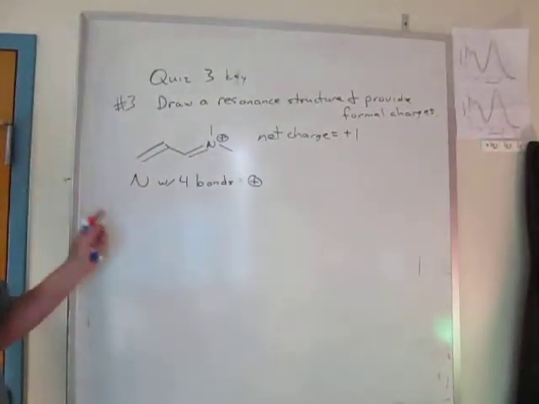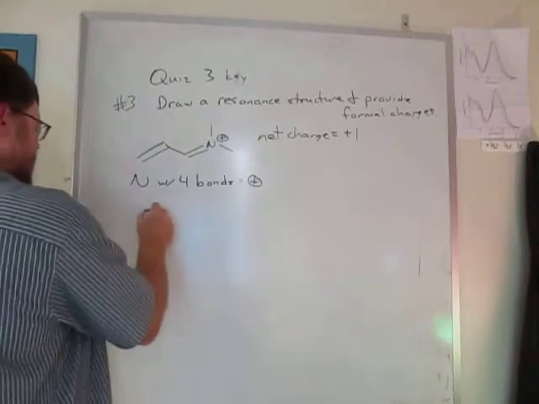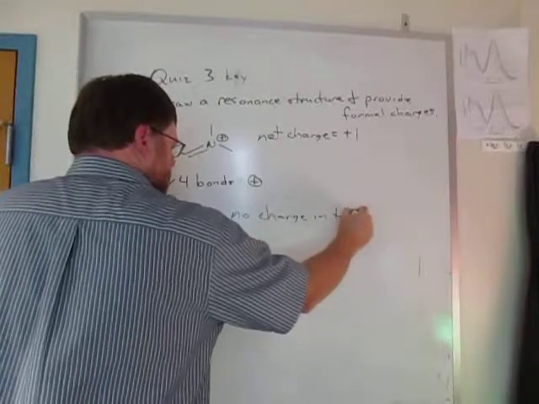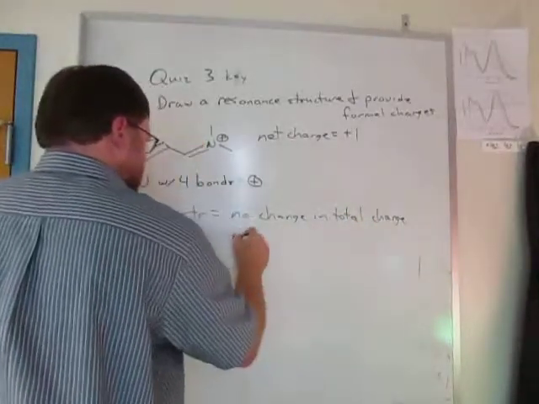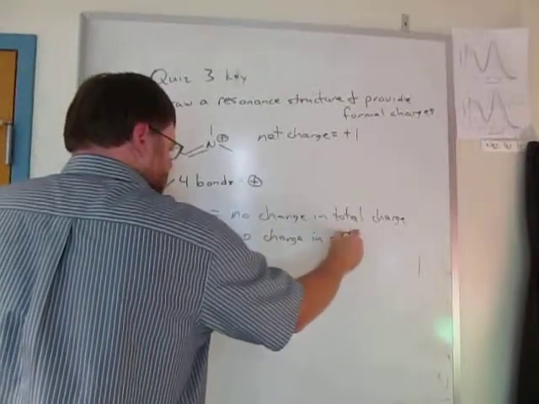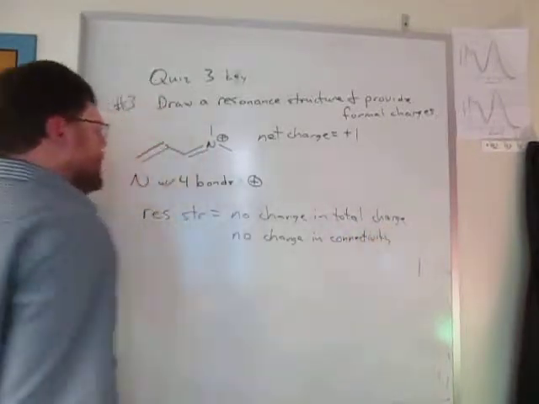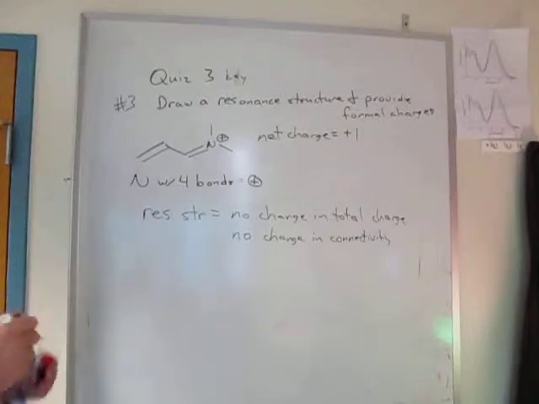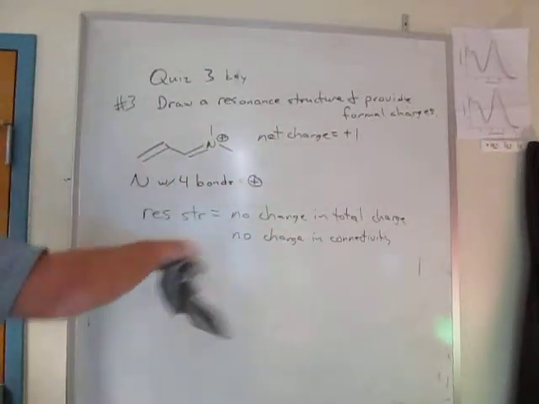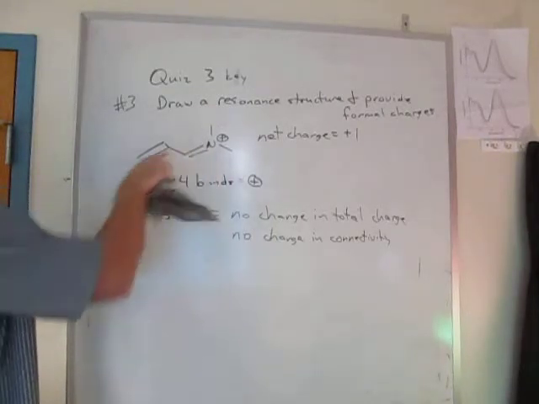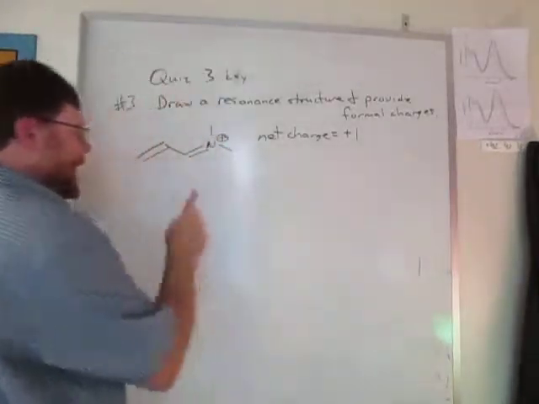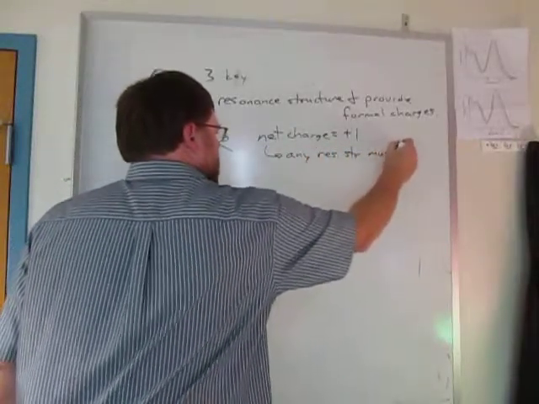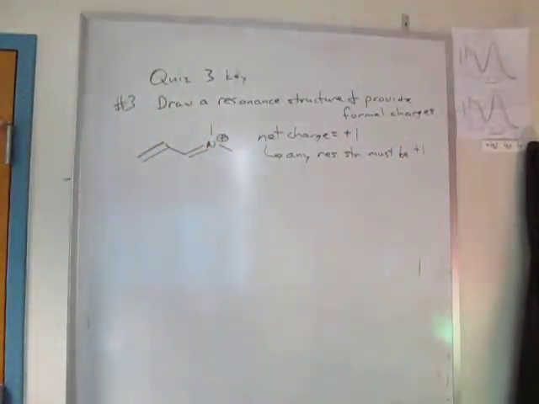So your resonance structure, whatever you draw, has to have a +1 charge. All right? No change in charge. No change in connectivity. Okay, so you can't just move electrons around randomly. You can only move pi electrons around. You can't break any sigma bonds. So let's look at the answers, and then I'll go through some of the incorrect answers. You can write this down. I'm going to do some erasing first. So again, nitrogen with 4 bonds. That's the charge. Your net charge is +1. Any resonance structure you draw has to be +1.